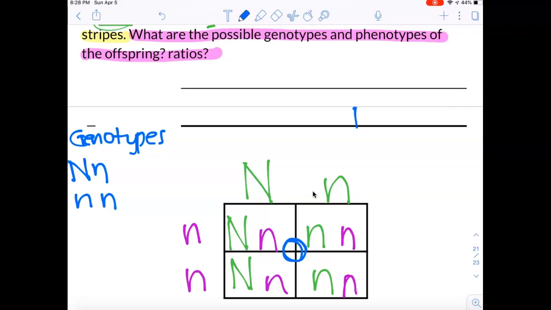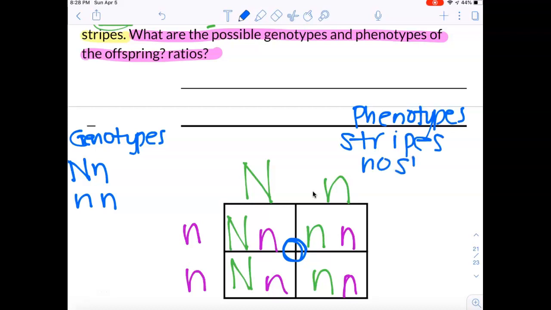What about phenotypes? That's not written in my Punnett square, but it was given to me in the problem. It's stripes and no stripes. You can't guess or make up phenotypes. I give them to you. So make sure you always look back at the problem.